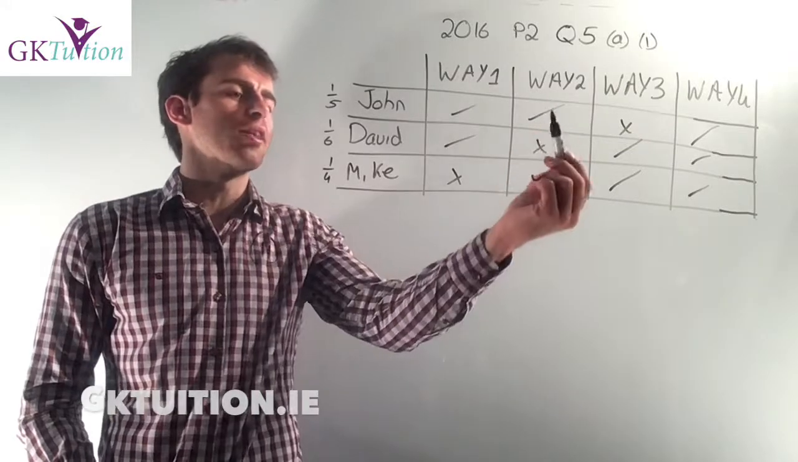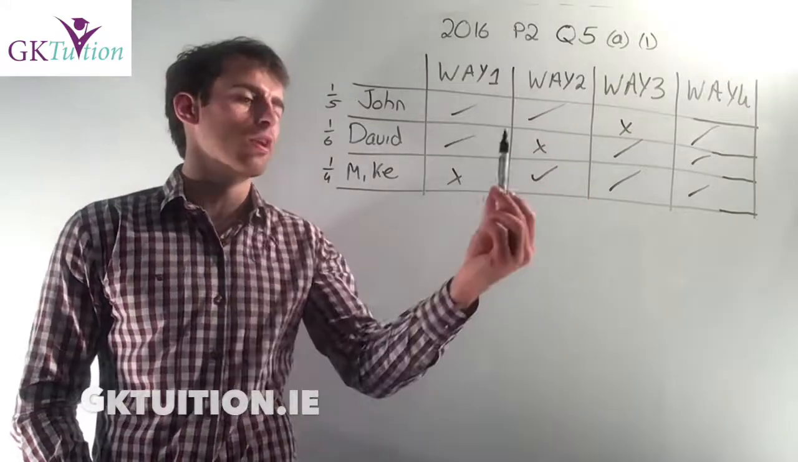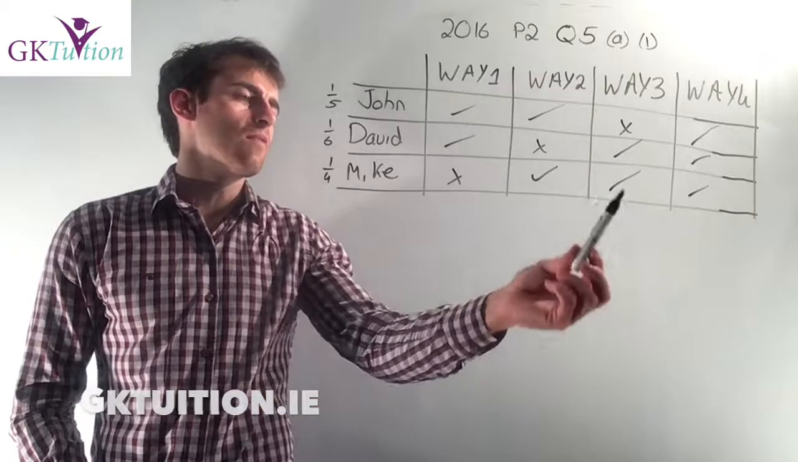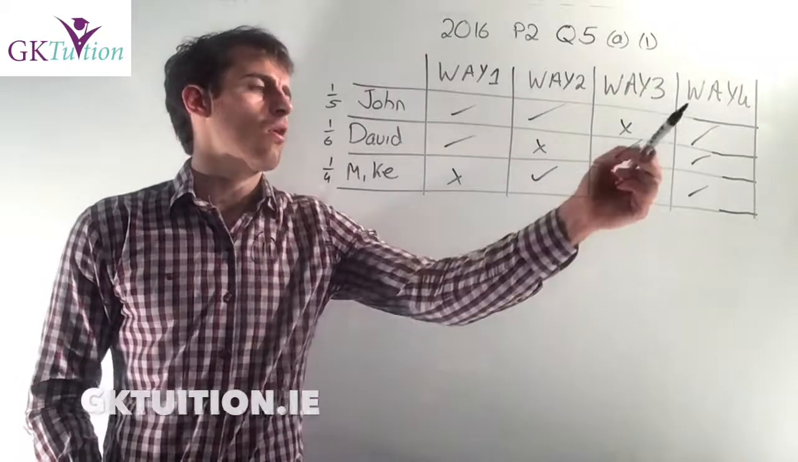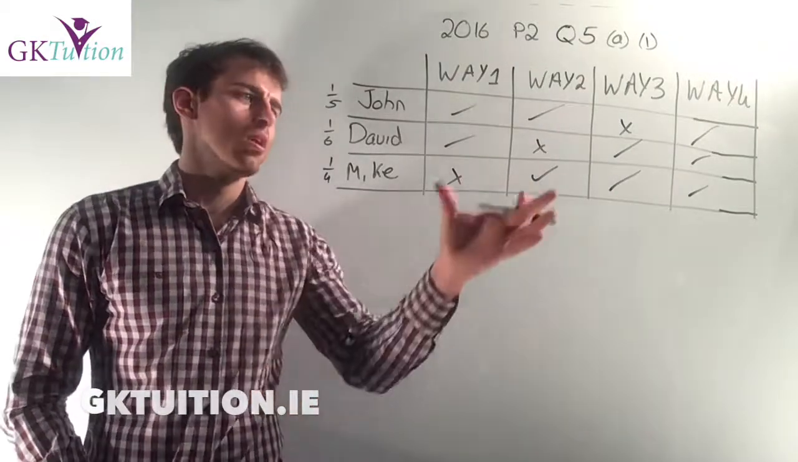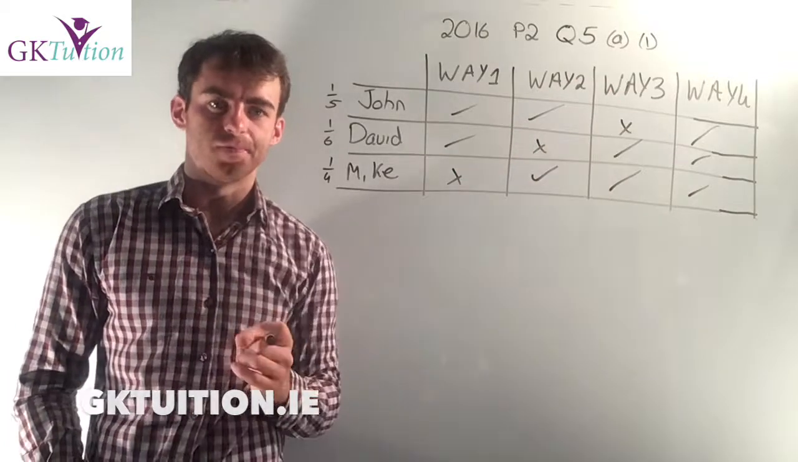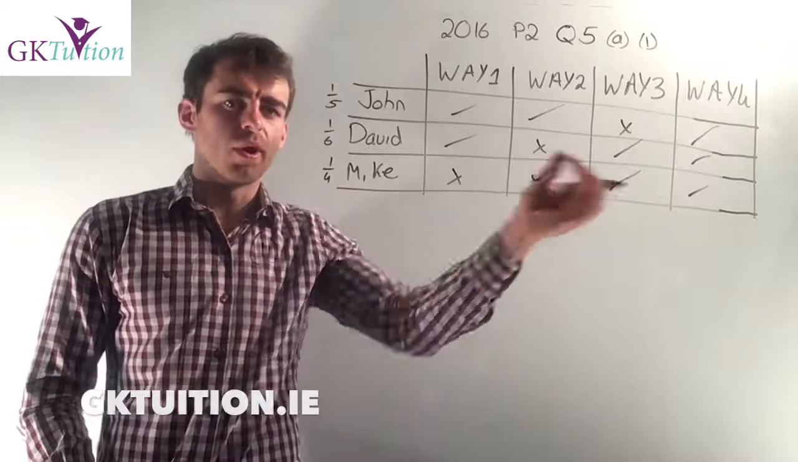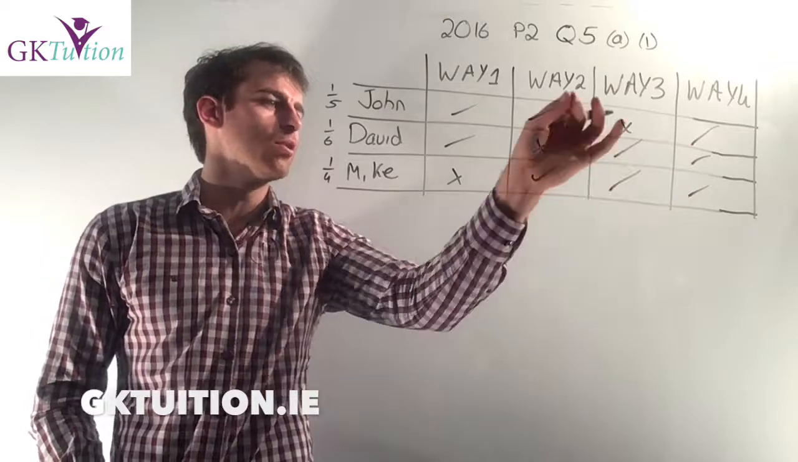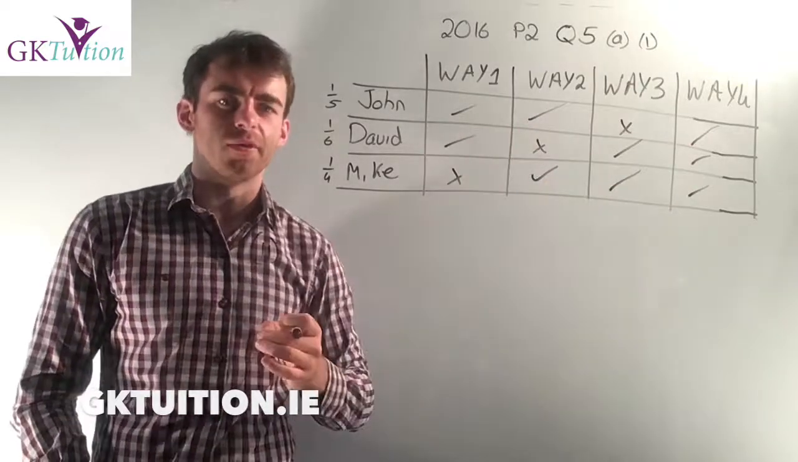So another way that could happen is that John and Mike could score and David could miss. David and Mike could score and John could miss, or else all 3 of them could score. So the first set of values, part A1, is for just filling in the 4 different ways. Obviously it doesn't matter what order you put them in. I could have mixed 2, 3 and 4 up. I could have had them in a different order.